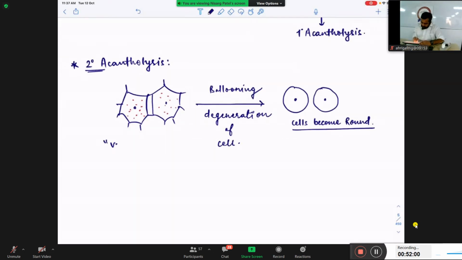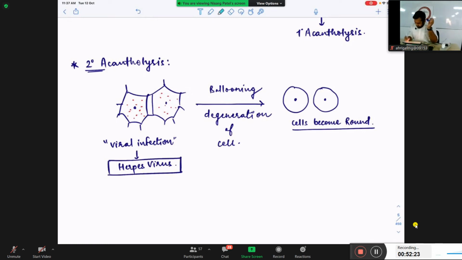Generally, this viral infection, which is commonly caused by the herpes virus, is why in chickenpox you see fluid-filled vesicles, right? A fluid will start accumulating between these, and because of this extra fluid, the patient is presenting with the vesicles.